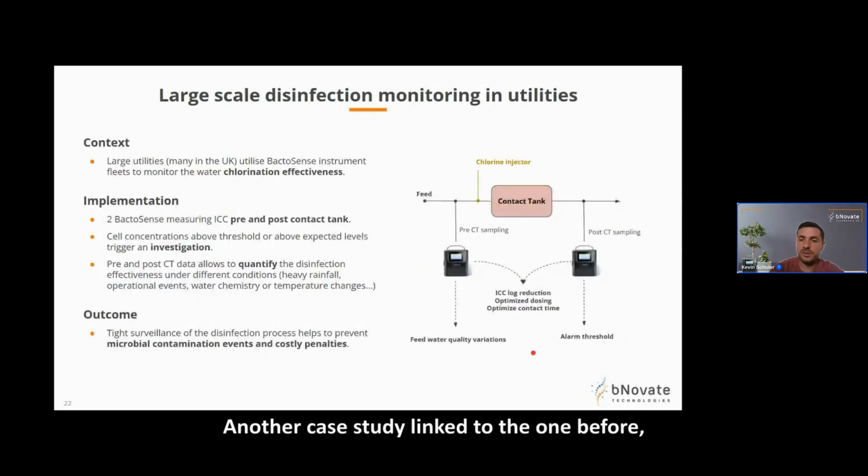Another case study linked to the one before, which was more academic and a first step, was done in the UK, where one of the main applications of the BactoSense is to monitor the effectiveness of the chlorination before and after a contactor, to know if the chlorine injection is at the right level, and of course to optimize the cost of this.